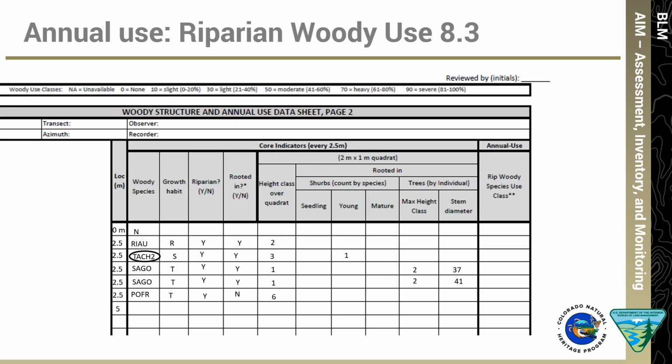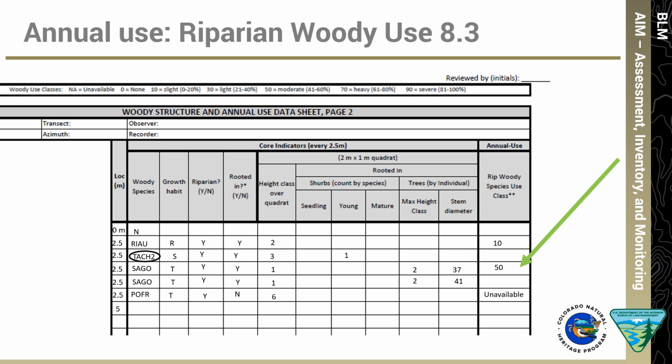Here's an example of how riparian woody use would be recorded on a data sheet showing data recorded at the 2.5 meter location on the transect. In this example, there are 5 woody individuals, but only 2 of them are the first of a live, available riparian species. The Ribes aureum, which is marked as a use class 10 or slight, and one of the Salix goodingii, sago, which is marked as use class 50 or moderate.